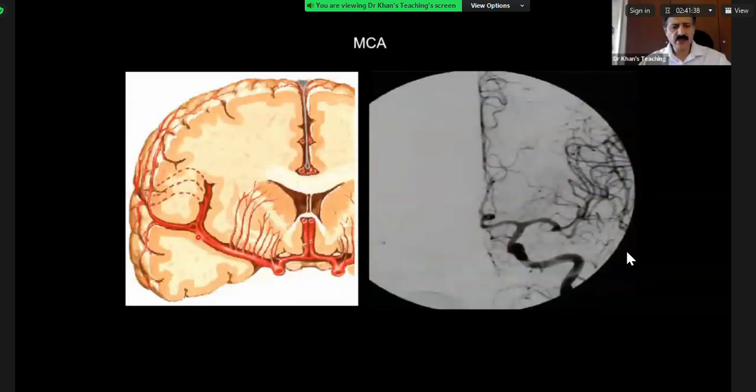Now, M1, in this region, there is a bifurcation or at times trifurcation, and aneurysms do occur at this location. So again, I'm elaborating that I don't have time to teach you details of the angiographic anatomy, but you open an atlas before the exam and try to revise it.